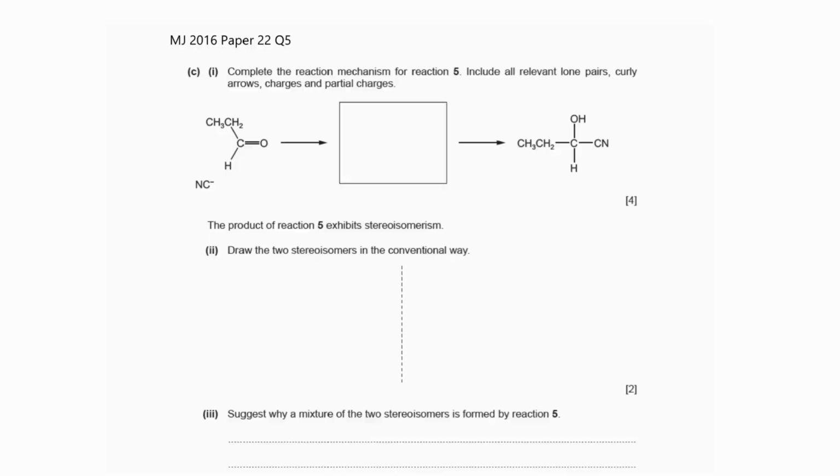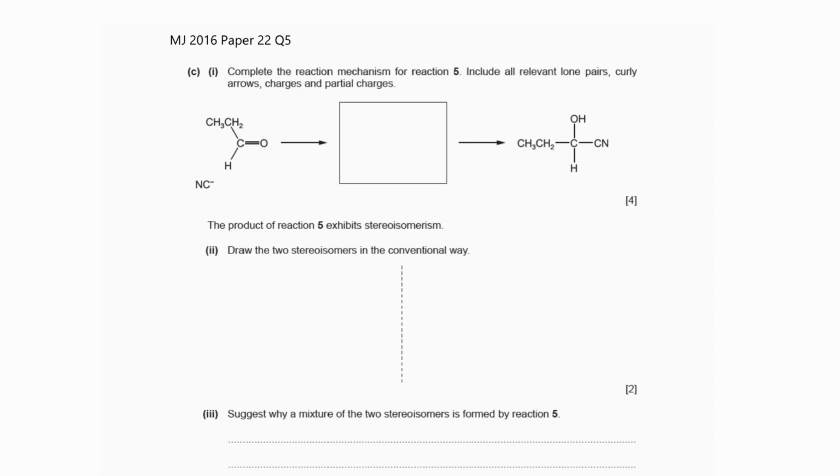Okay. So next to go, let's discuss this question, which is from May-June 2016, paper 2, variant 2, question 5C. The question wants us to complete the reaction mechanism for reaction 5, a reaction between an aldehyde and CN minus, including relevant lone pairs, curly arrows, which show movement of electrons, charges, and also partial charges. So these are the important points in a mechanism.